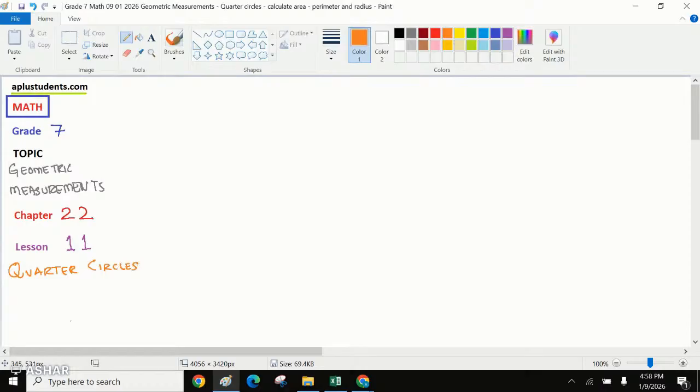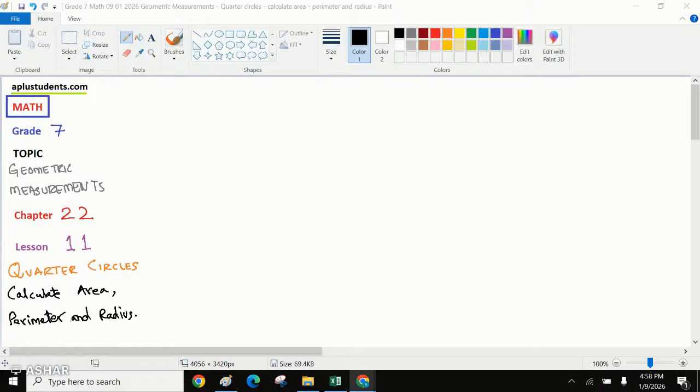We would be studying about quarter circles and we would be calculating area. We will look at the perimeter and we'll try to find the radius. So today we are studying about quarter circles. That is basically geometric measurements. And we calculate the area, perimeter, and the radius. For those who just joined, welcome to the class. Let's see, that is 22 and 11.